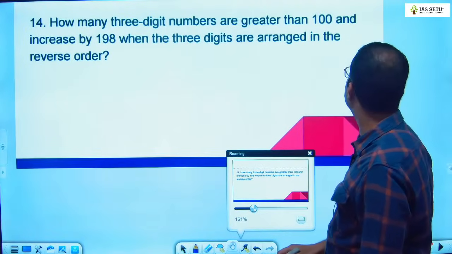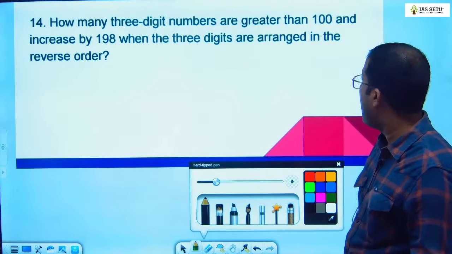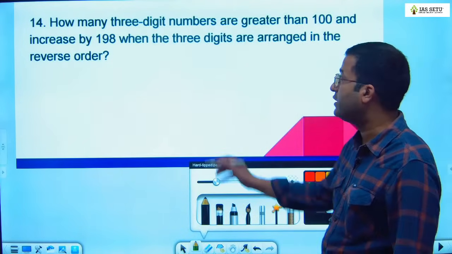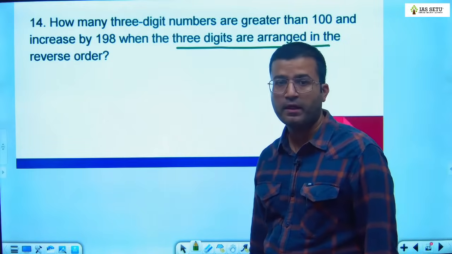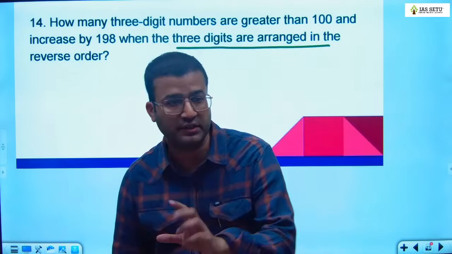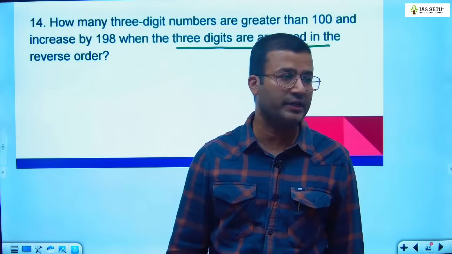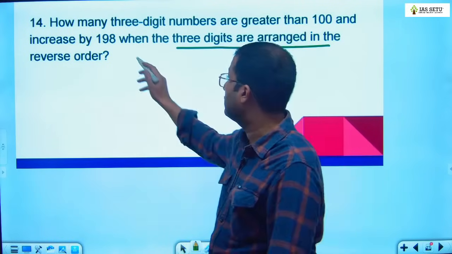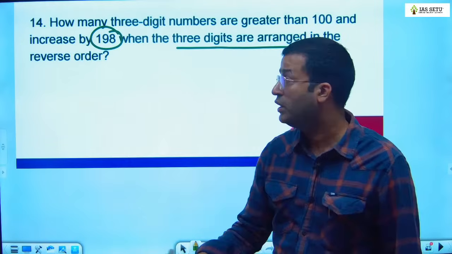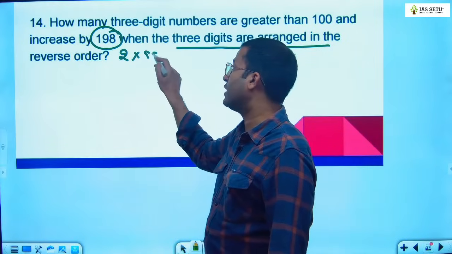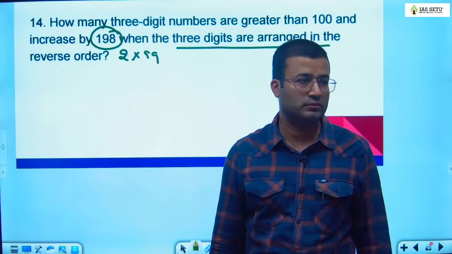How many 3-digit numbers are greater than 100 and increase by 198 when the 3 digits are arranged in the reverse order? What is this question? You take a 3-digit number, you reverse the order of the digits, the number is increased by 198. What is the concept here? 198. Tell me, it is 2 multiple of 99? Since it is 2 multiple of 99, it means 100 place and unit place have a gap of 2.